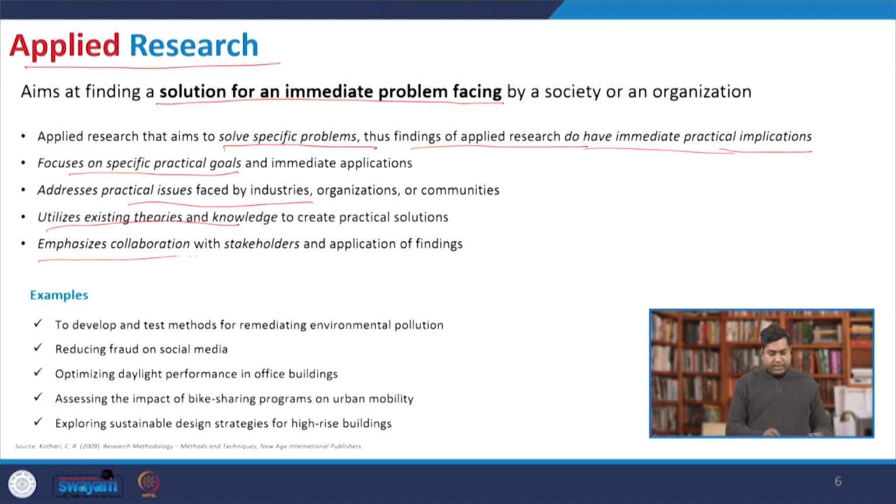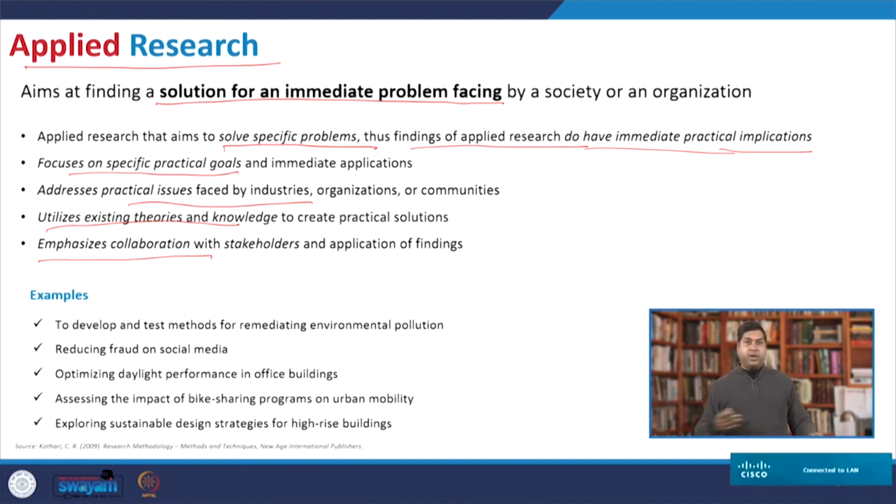It also emphasizes collaboration with stakeholders and application of the findings, because whenever you are coming up with a solution, you also need to discuss with the takers. If you are solving a problem for the medicine industry, then you have to go through some kind of trials, first animal trials, then human trials, to get it approved. But say you are trying to solve it for a traffic scenario, from a transportation planning perspective, in that case you have to discuss it with the traffic management organization. It may be the traffic police or the city authority.